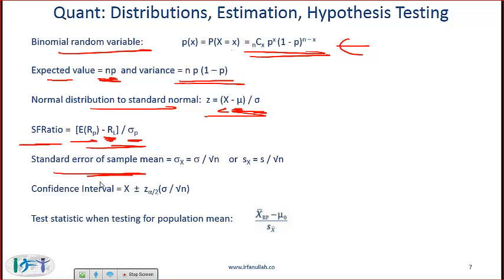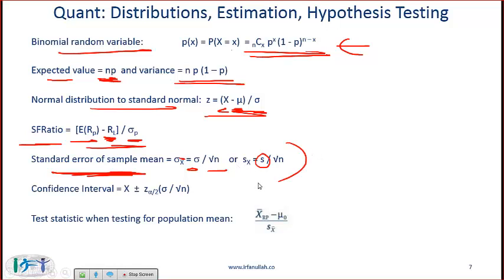The standard error of the sample mean. So if you are pulling out samples from a population and then you are looking at the distribution of the means, then the standard deviation of the sample means is what we call the standard error of the sample mean. That's equal to the standard deviation of the population divided by square root of the sample size. If you do not have the standard deviation of the population, then you use the standard deviation of the sample.